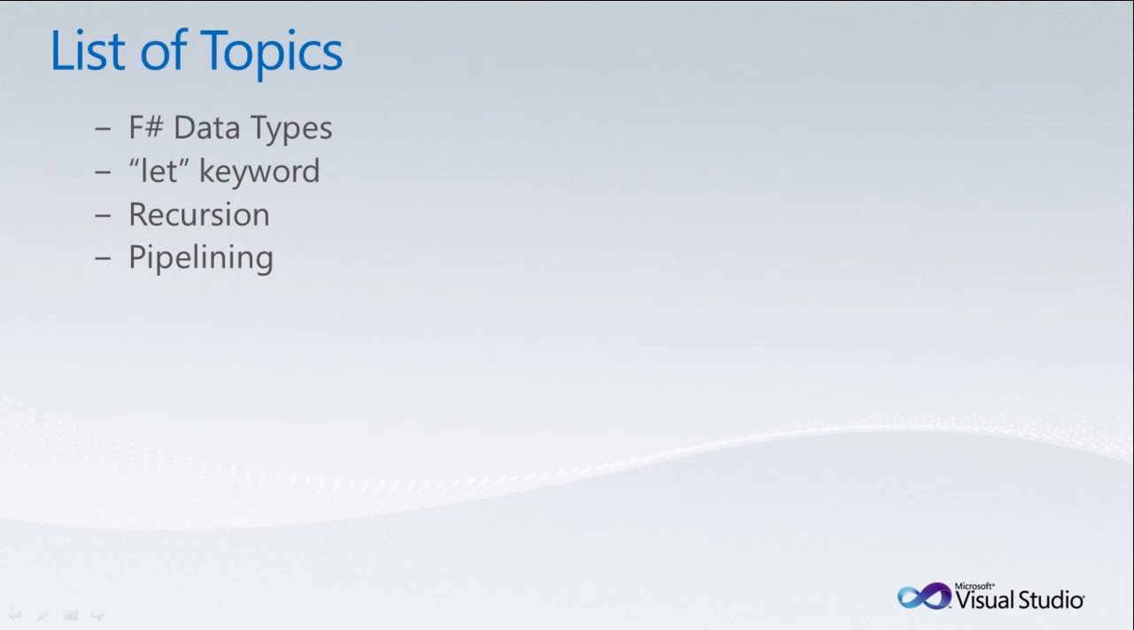So we are going to look at this list of topics. The first one is F Sharp data types, where you have to know what is supported and what's not. And then the let keyword, which is the important one in F Sharp. And then we have recursion, so you will learn how you can do recursion in F Sharp. Then the final one is pipelining. This is a little bit higher construct for the language, but knowing it from the start will actually help you enjoy more of the language, and that's why I've included that here.